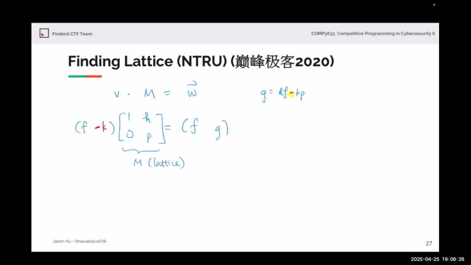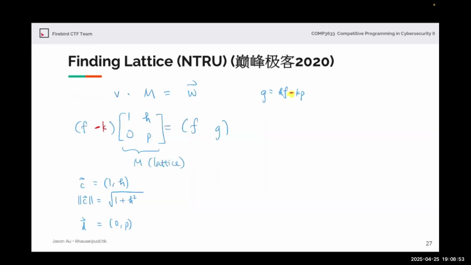The base vector V1, or I use C and D. It would be (1, H), and the other one is (0, P). So this is a very long vector. Why? We can calculate the norm. Vector C will have 1 plus H squared, and then the square root of it.